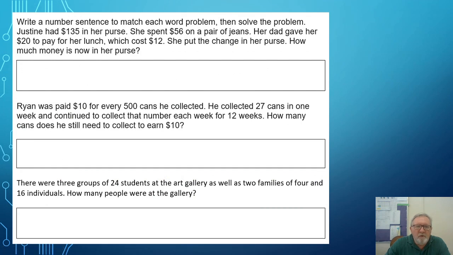We've got 3 more scenarios here, 3 more number stories, and use the space here to write your number sentence and then solve it. So write a number sentence to match each word problem and then solve them. All right, I'll let you pause the video. You need to think very carefully about what the story is telling you. Make sure that any number that appears in the story is placed into your scenario, especially if it is part of the question that's being posed to you. All right, pause the video and work through these.